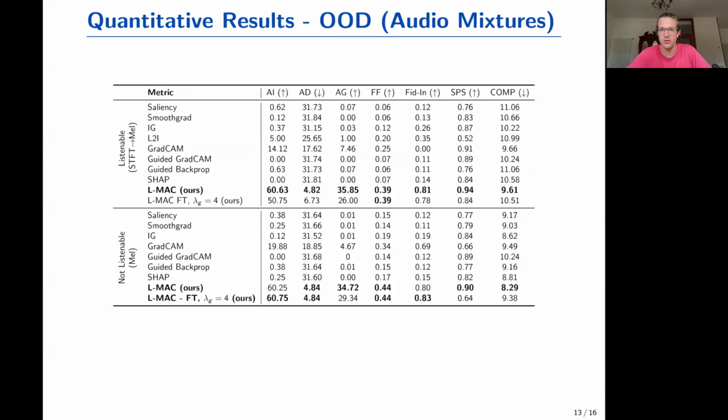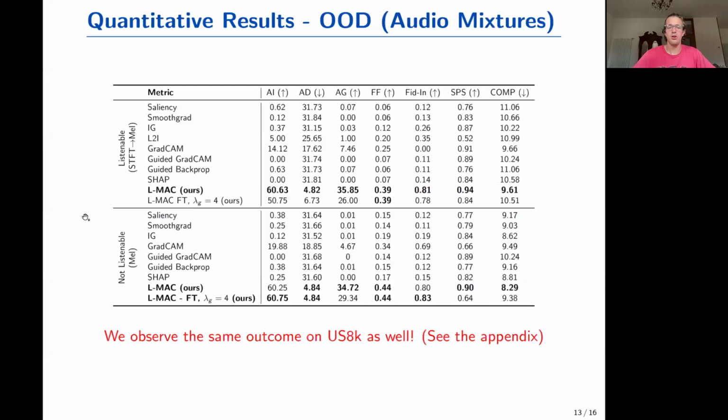We observe a similar trend in the out-of-domain setting where we use ESC50 mixture samples to generate the OOD mixture. And we also observe the same outcome both for in-domain and out-of-domain settings for Urban Sound 8K. And you can check out the appendix of the paper for the numbers.